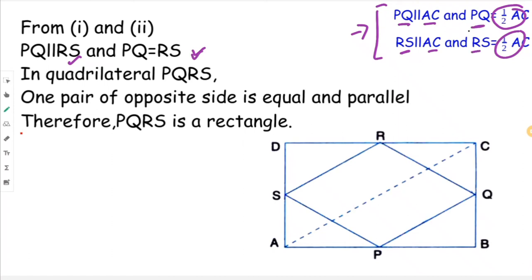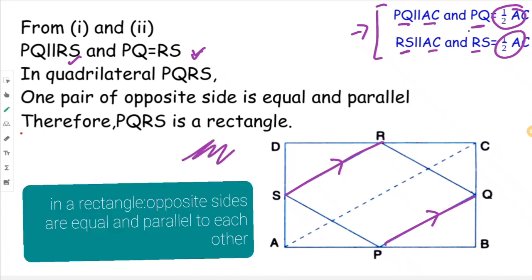So now from here, what did we get? We're getting that PQ is parallel to RS or SR, whichever you want. And also we know that PQ is equal to SR. Now you can see that opposite sides are equal and parallel to one another. One pair of opposite sides is equal and parallel. Therefore, I can say that PQRS is also a rectangle.